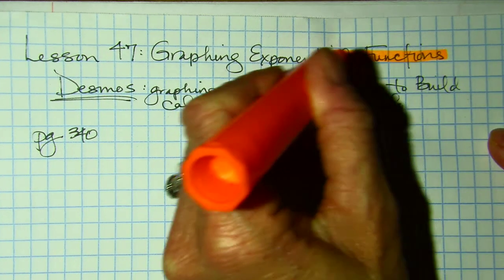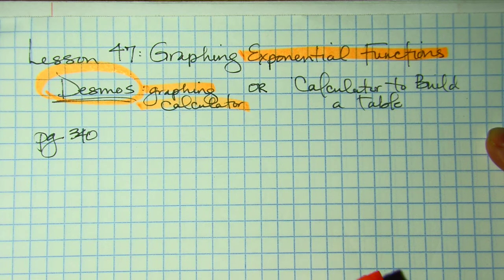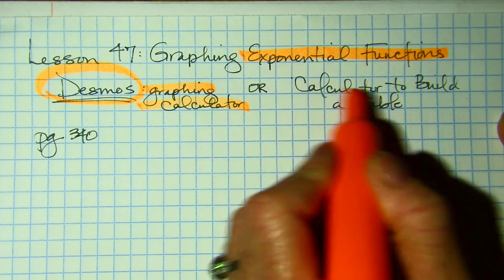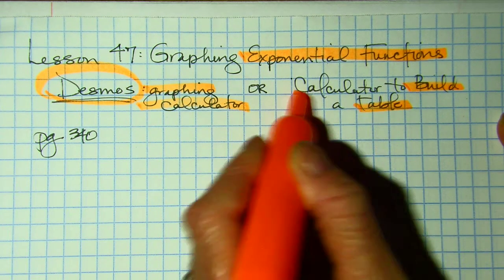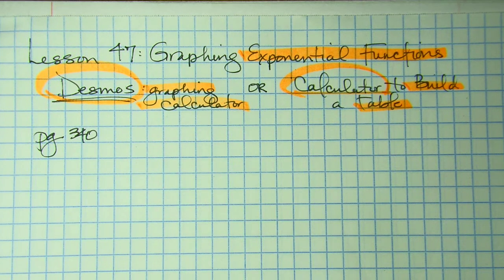Now you have two options. You can use a graphing calculator, which is Desmos on your iPad, or you can build a table using your calculator. So either use Desmos or a calculator. It's up to you which you prefer.